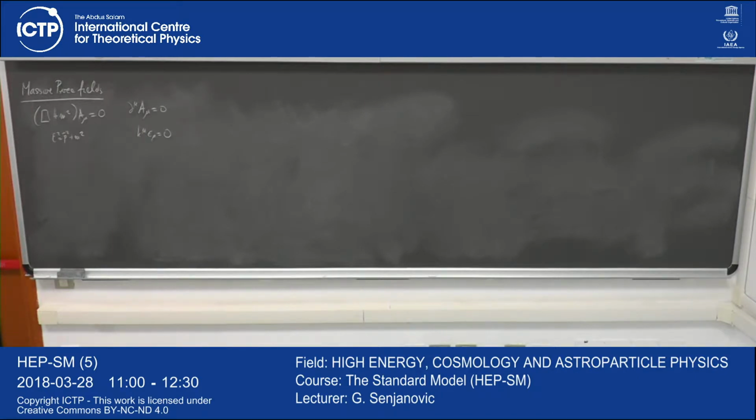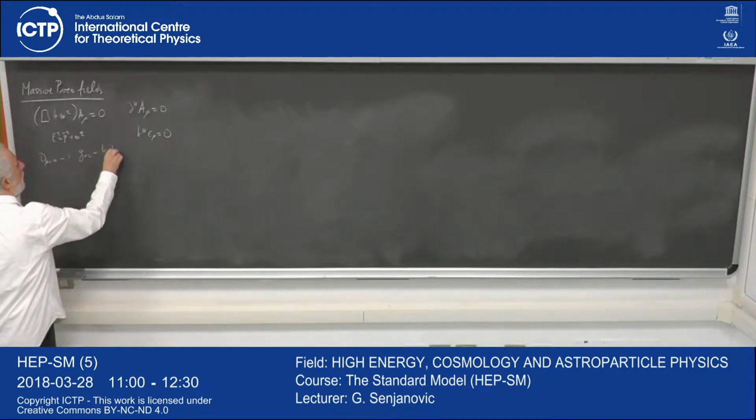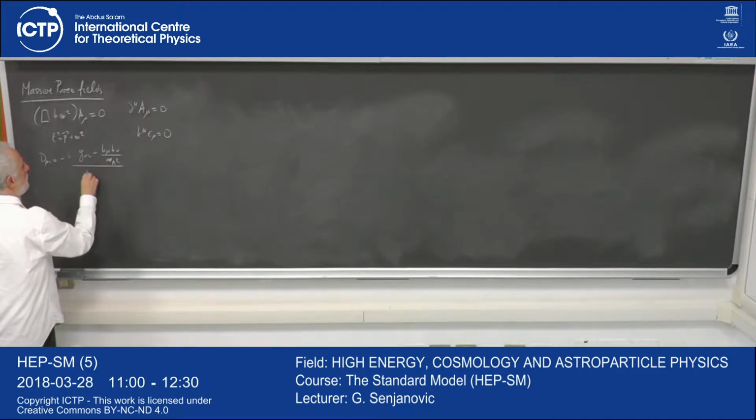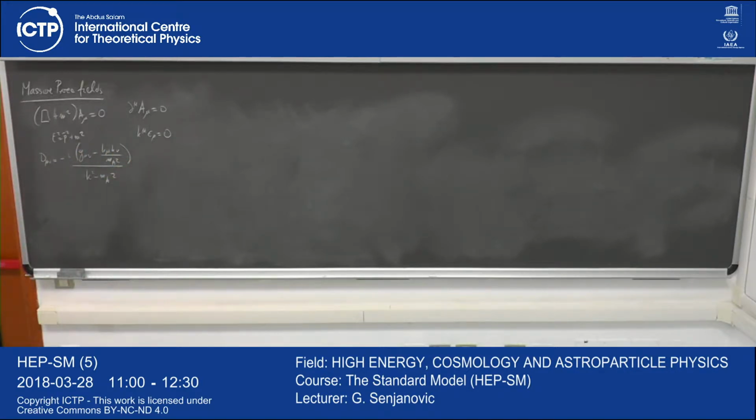What else have we done? We've written a propagator. You've done it. And we know that the massive propagator is minus i g mu nu plus k mu k nu over m squared. It works perfectly at low energies. We are unhappy with the high energy behavior when k goes to infinity. Okay, we said we don't have to worry about that.